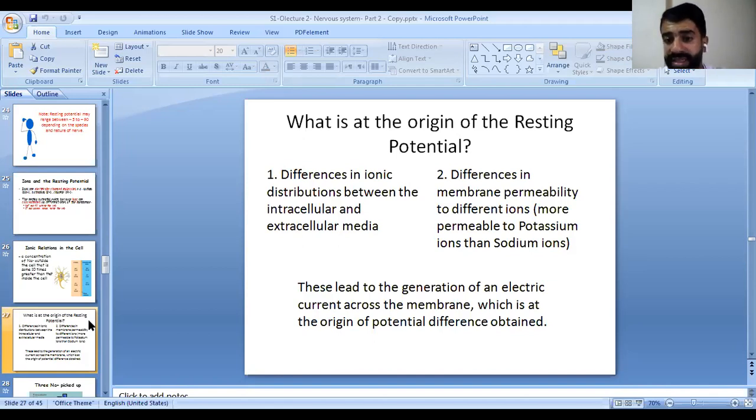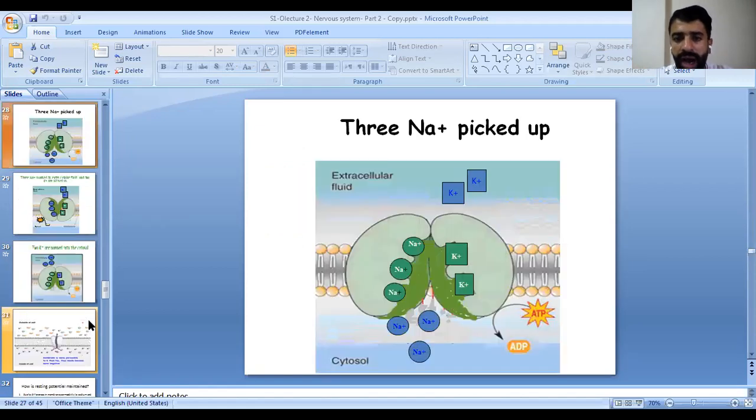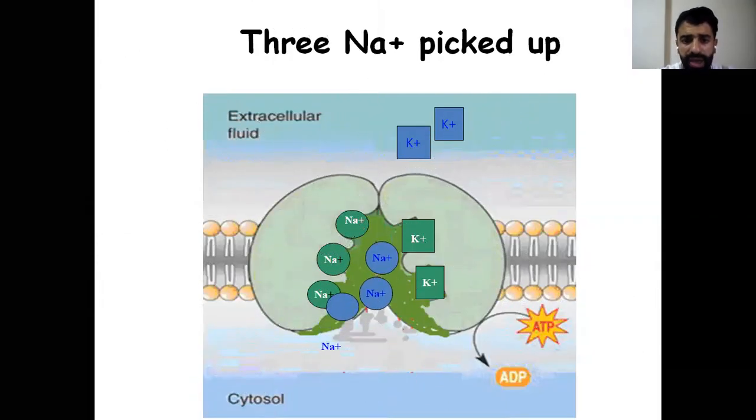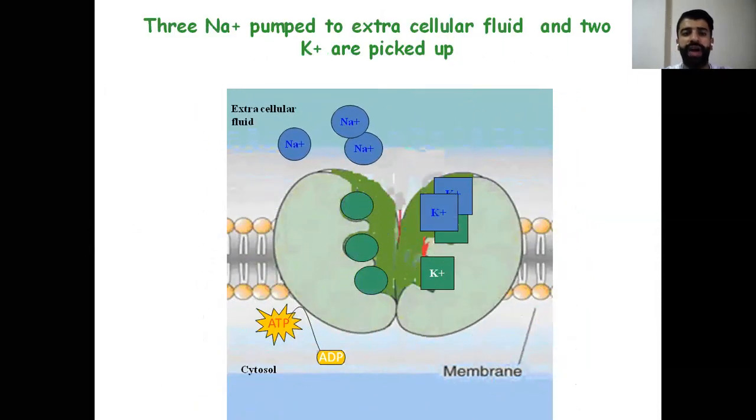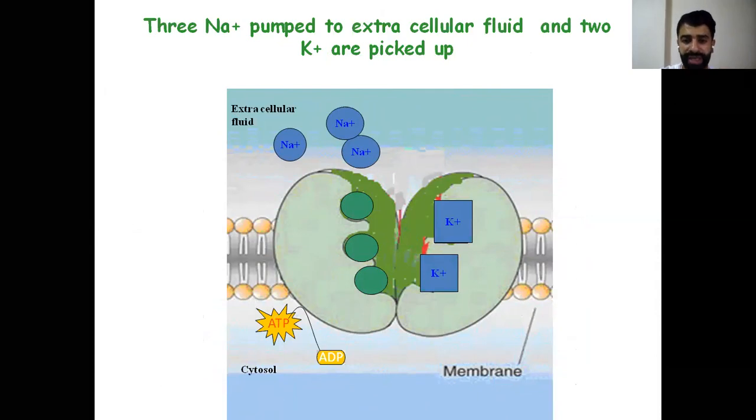For example, the membrane is more permeable to potassium than to sodium. This will lead to the appearance of the resting potential. This will create an electric current across the membrane, which is the origin of the potential difference. So the origin of the resting potential is the difference in the concentration of the ions and the difference in the membrane permeability for the different ions. Let's have a look at this figure. Here, 3 Na plus are picked up and then move outside of the cell, and 2 K plus enter inside the cell.